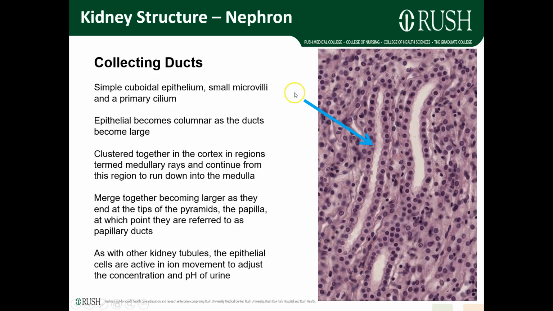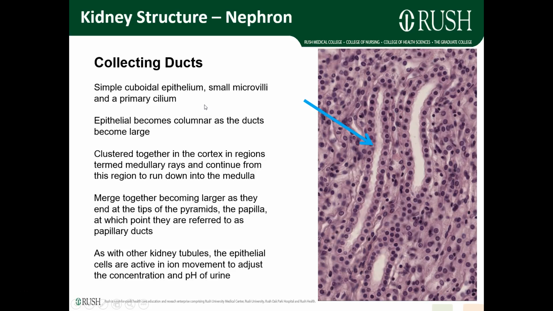So after the urine has gone through the distal convoluted tubule, it makes a connection with the collecting ducts, which you have learned before, but they're clearly visible here as simple cuboidal epithelium. They do have small microvilli and a primary cilium. The primary cilium is pretty much involved in sensing the pressure within the tubule.